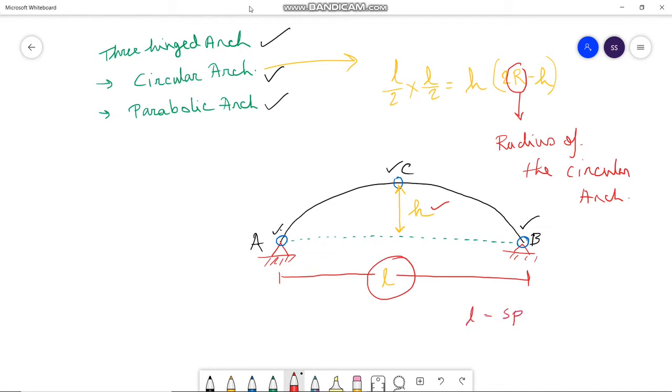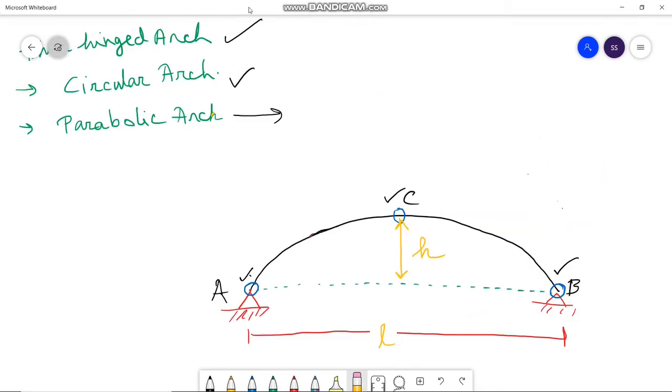L is equal to the span of the arch, that is here, and h is the height of the crown, that is this. Now, in case of a parabolic arch, we have a working equation, that is y equals 4hx by L square into (L minus x). And this equation can be used for analyzing a parabolic arch.